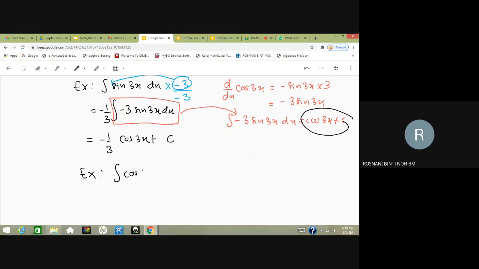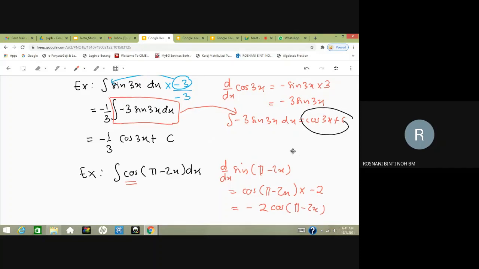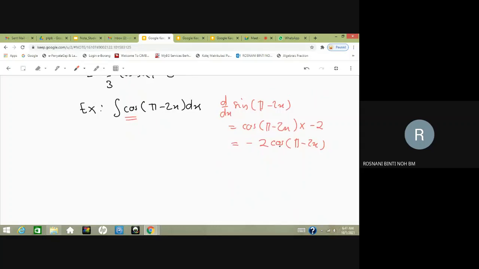Integrate cos pi minus 2x dx. For cos, it is the differentiation of sine, with the same angle, pi minus 2x. Differentiate sine pi minus 2x. It is cos pi minus 2x multiplied by negative 2. So negative 2 cos pi minus 2x.